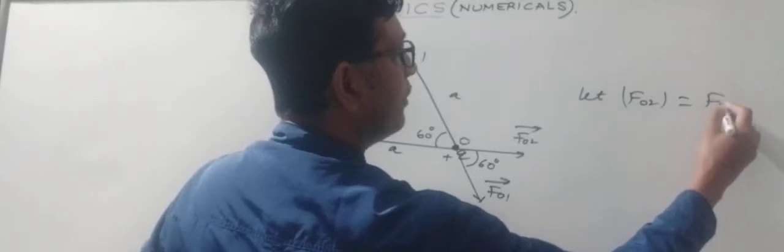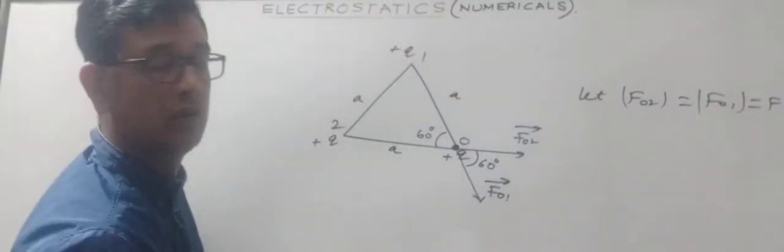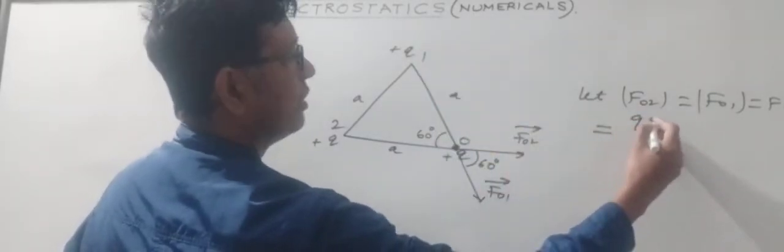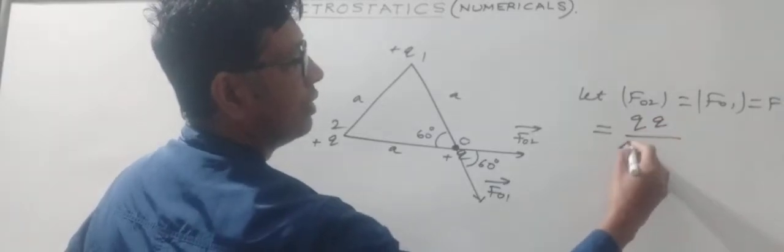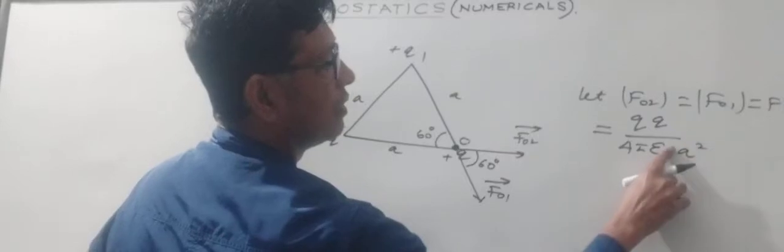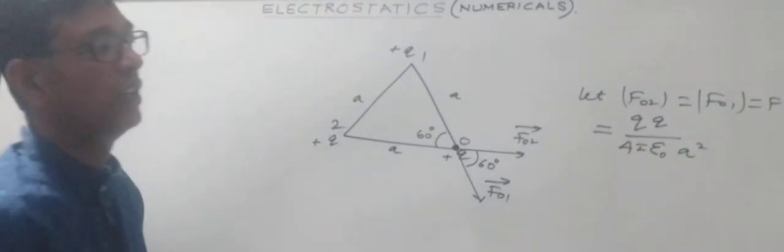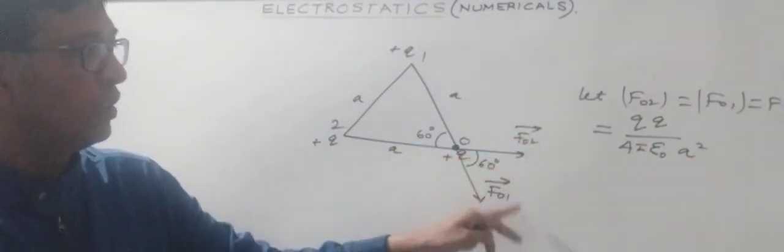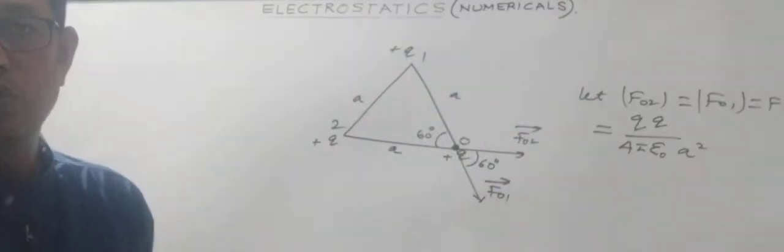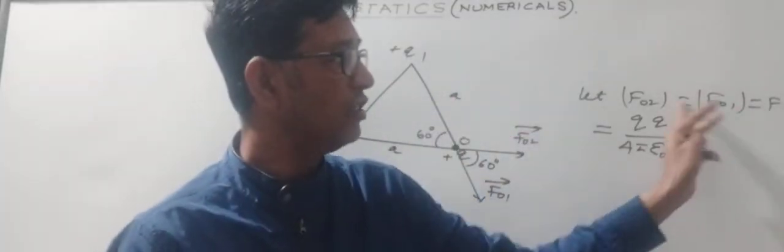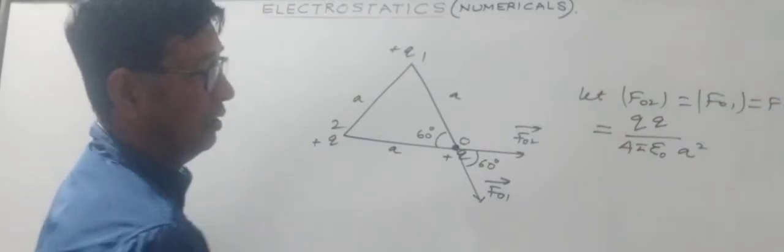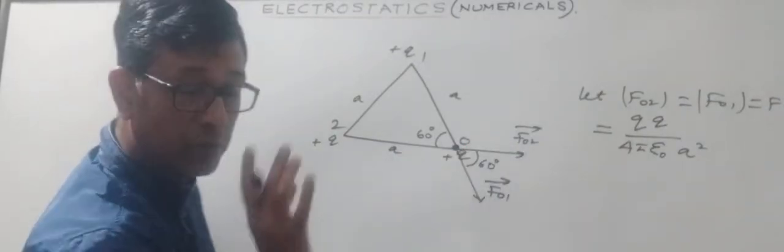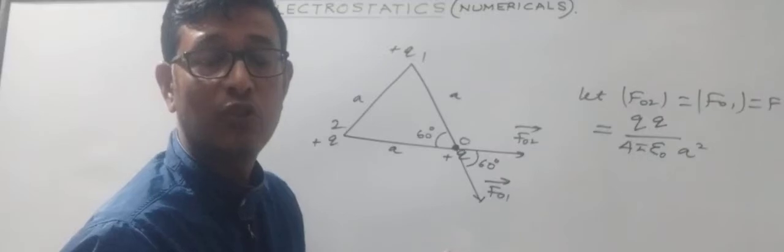The magnitude of F01 and F02 is equal. You can easily check. Pair of charges is Q, 1 over 4 pi epsilon, and distance between them is A square. We'll consider the charges to be placed in vacuum. So the magnitude of F01 is equal to the magnitude of F02, each is considered to be F. Now the resultant of these two. Remember, we need to solve it by making use of laws of vector addition.